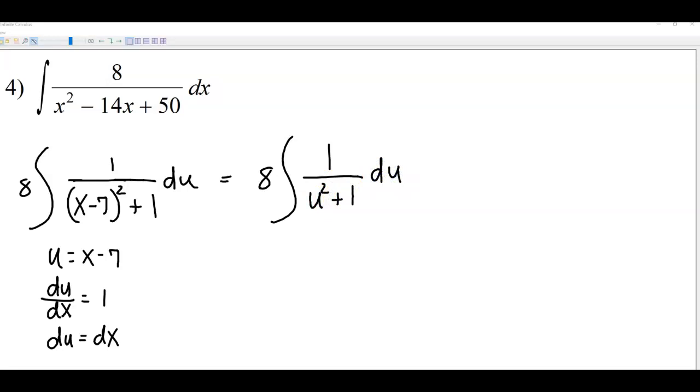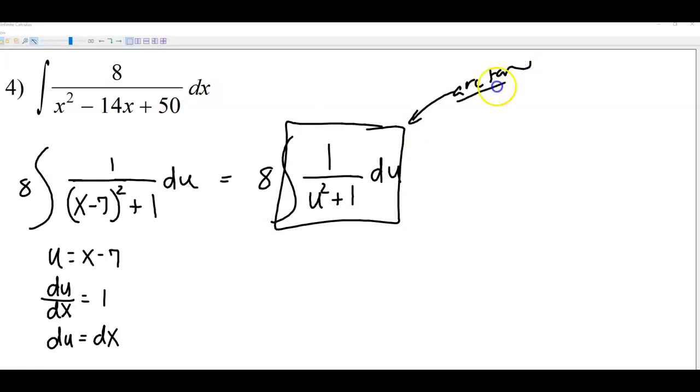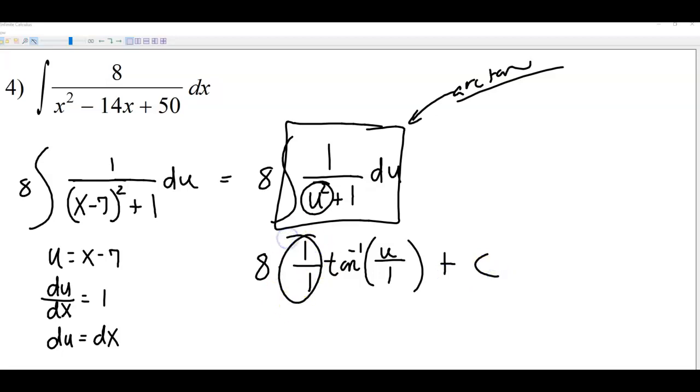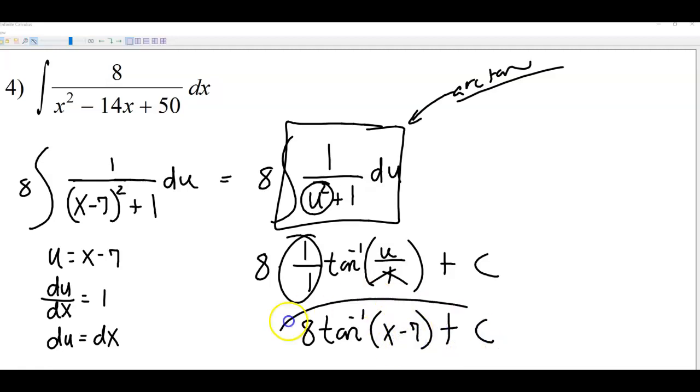And from here, we should see that this is an arctangent pattern. Okay, arctangent looks like the following. You have 1 over a. A is the square root of this number, which is 1, times the square root of that number over a plus c. Now, I really don't need this 1 over 1 in the front, so I can get rid of that. We don't need this 1 on the bottom either, because it's just 1. But the u I do need to put back. The u is x minus 7. And so there's my final answer for number 4.